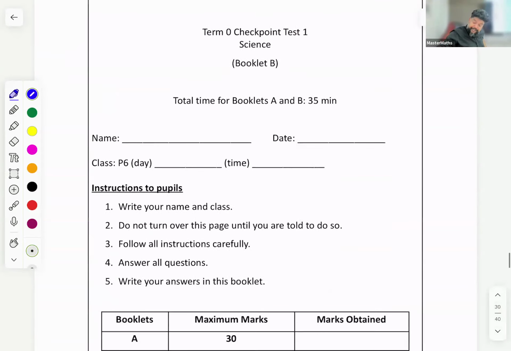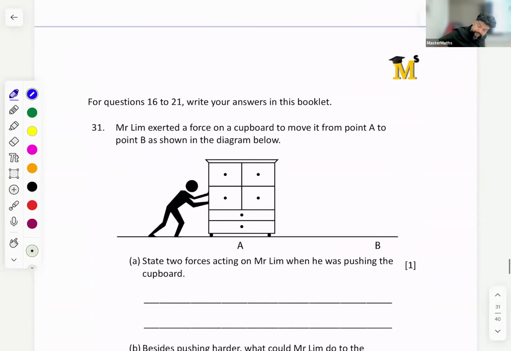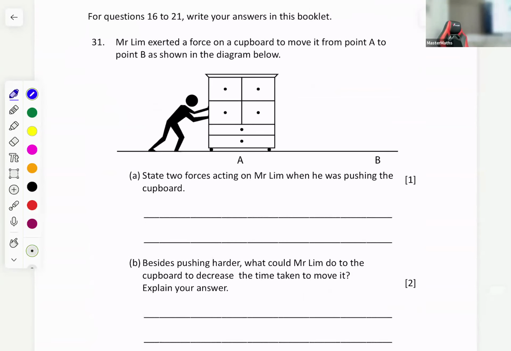Okay, let's go to booklet B. Energy. Why are you learning energy?